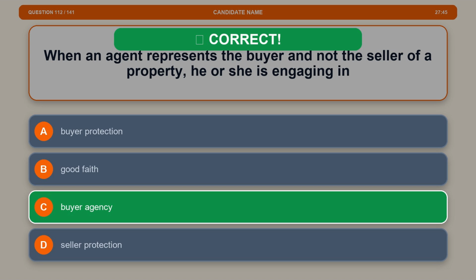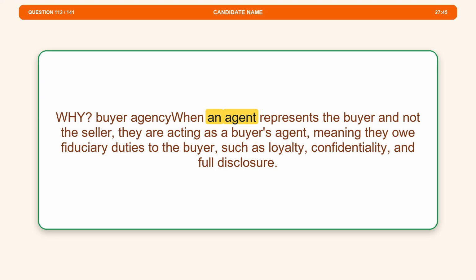The correct answer is option C. Buyer agency. When an agent represents the buyer and not the seller, they are acting as a buyer's agent, meaning they owe fiduciary duties to the buyer, such as loyalty, confidentiality, and full disclosure.